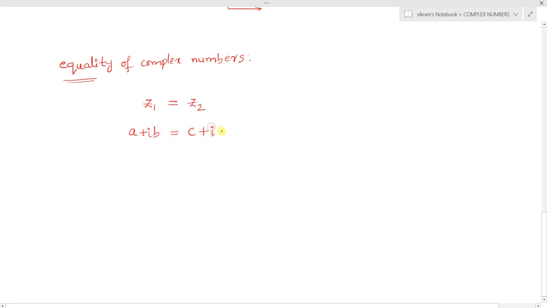Let me consider z1 is a plus ib, z2 is equal to c plus id. Now these two are said to be equal if and only if a is equal to c and b is equal to d. If the real and imaginary parts are equal, then the two complex numbers are said to be equal.